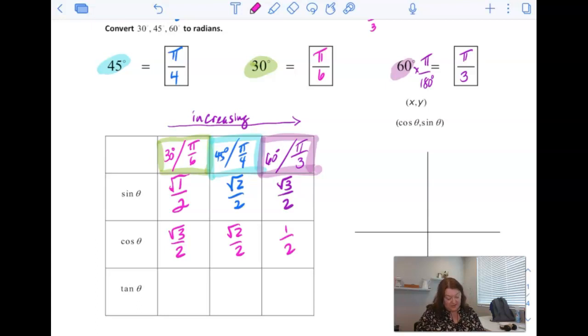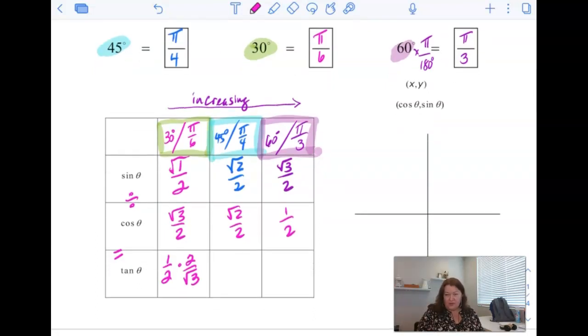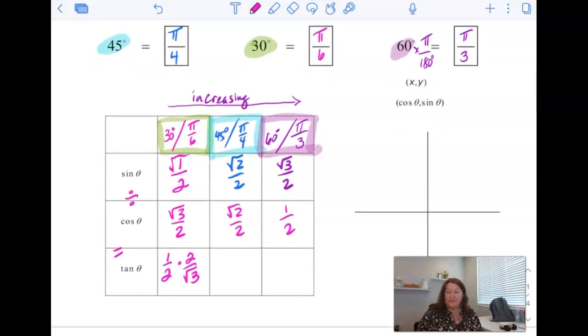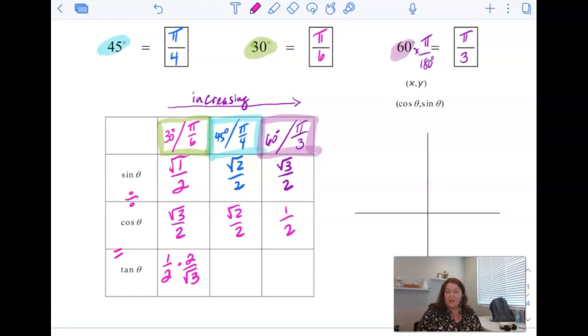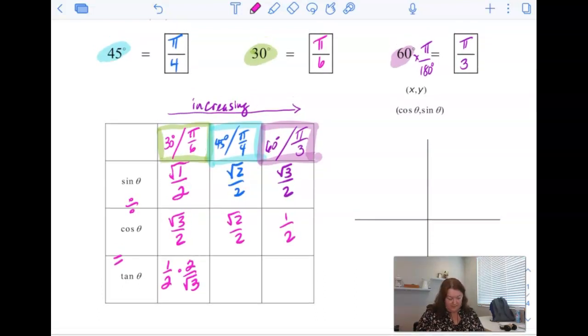And then again, tangents just become that you're going to imagine that we are dividing these to get to tangent. Okay, so if they have the same denominator, they're just going to turn into the numerators over each other. So this is going to turn into 1/2 times 2 over square root of 3, right? And then we simplified that. So I want to erase this so that the only thing that is filled in here is our answer, which is 1 over square root of 3. So let me go and erase. Ta-da!